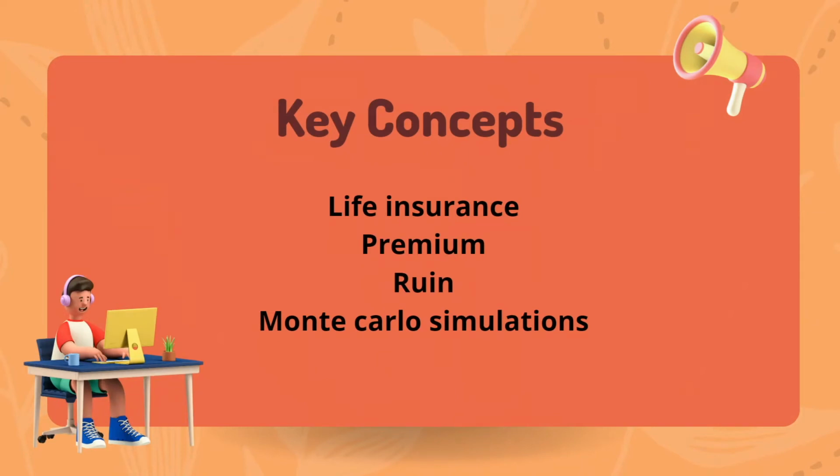Life insurance: a life insurance is a contract that pays a death benefit to the policy owner when the insured dies. Premium: an insurance premium is the amount of money an individual or business pays for an insurance policy. This premium is income for the insurance company. Loss of load: Monte Carlo simulations are used to model the probability of different outcomes in a process that cannot be predicted due to the intervention of random variables.